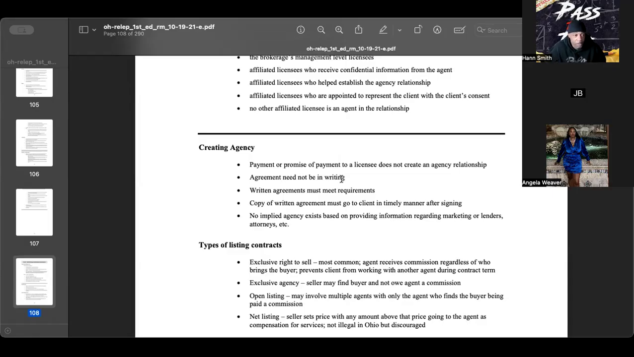So maybe you have them, you can run home and get a copy, or if they got a copier, you could do it. But you want to make sure to get a copy immediately.